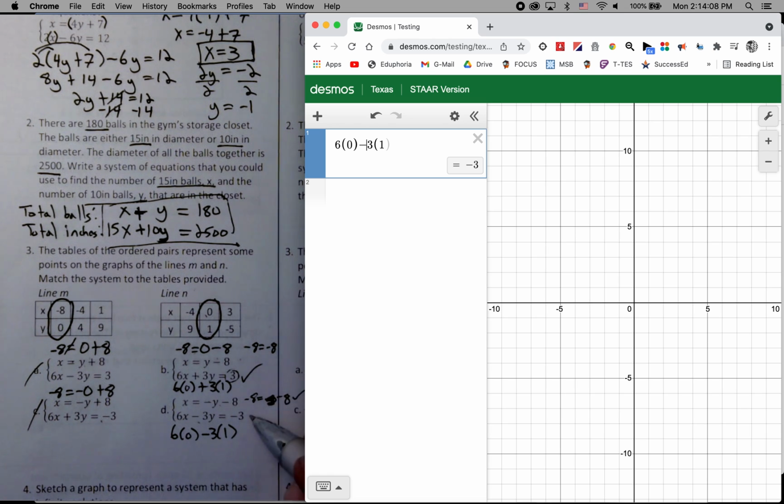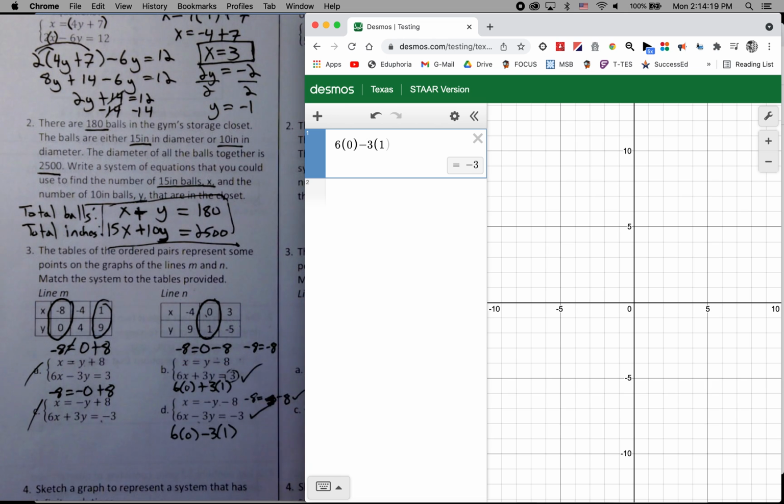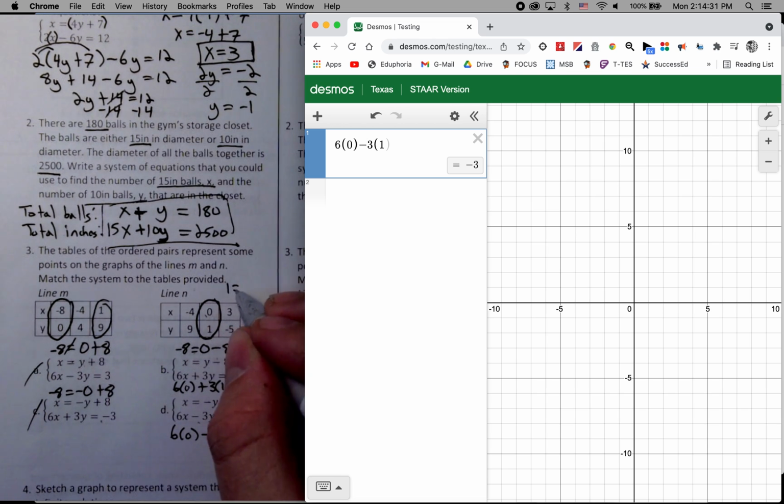Now it's time to try some additional values. All right, so I'm going to try this one, 1 and 9. I'm going back to letter B. So I'm going to plug 1 in here and 9 in here. So I'll say 1 equals 9 minus 8. Well, 9 minus 8 is 1. So that one works.